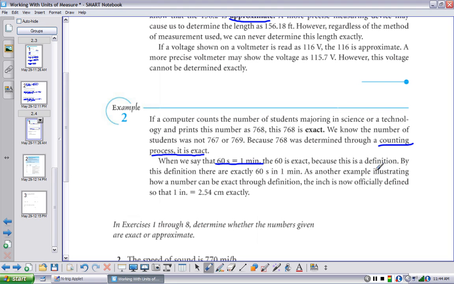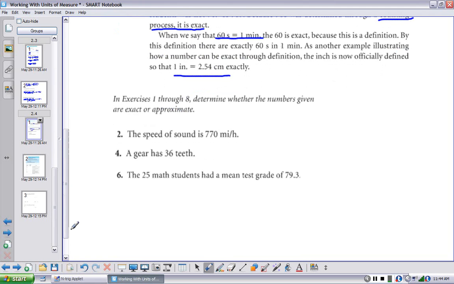Okay. In the last section, we saw that 2.54 centimeters was an exact representation of 1 inch. That was exact. So next few examples, we're going to determine whether the numbers given are exact or approximate. The speed of sound is 770 miles per hour. This is an approximate value. Okay, something that we measure. A gear has 36 teeth. Well, you can count the gears. So this is exact.